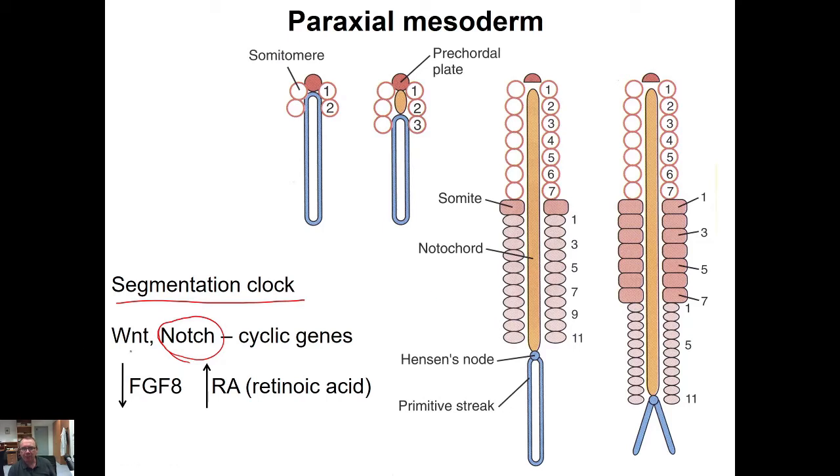A big role is played here also by the gradient of fibroblast growth factor 8 and retinoic acid, again molecules which you already know. FGF8 is decreasing caudally, and retinoic acid's level is increasing in the caudal direction, and the level of retinoic acid is the highest in the cranial end of every somite, or also in the cranial end of the embryo.